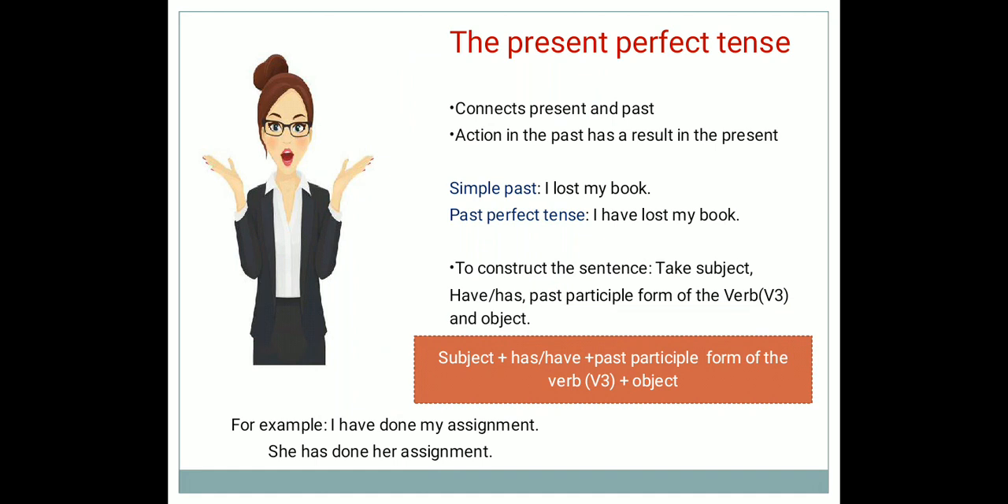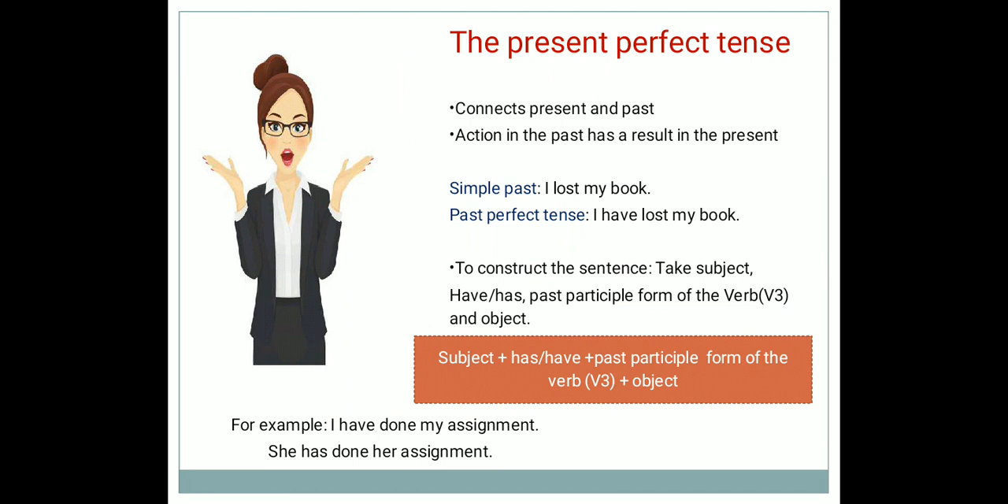Let's see the difference between simple past and present perfect tense. What do you think? Are these two tenses similar? Obviously not. But sometimes people use them almost in the same way, but actually it's different. So, if I say I lost my book, maybe I lost my book on Monday and then found it on Tuesday. So, if I say I lost my book, it doesn't mean that's true till today.